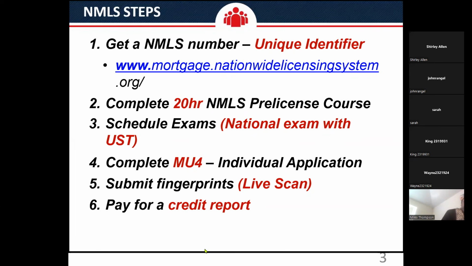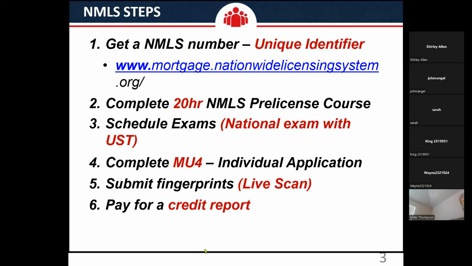After all of this is done and you've passed the test, that's actually when things start, believe it or not. That's when you start the individual application. The application is called the MU4. Let me just tell you that everything you will see pretty much on my screen that's in red, even though I'm going through it and explaining everything to you, is actually a test question.